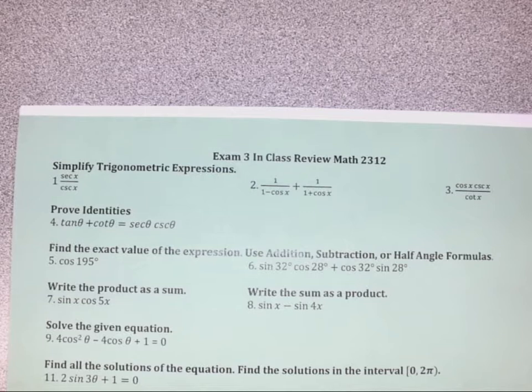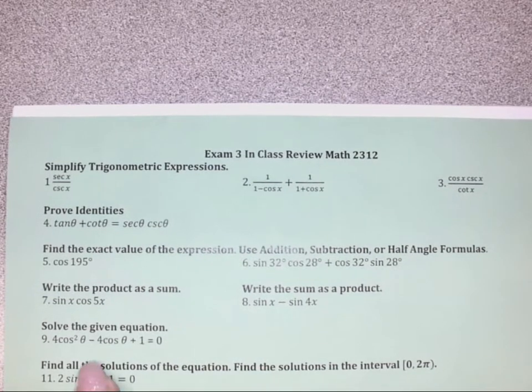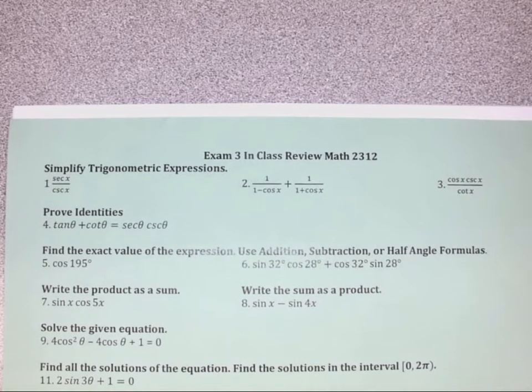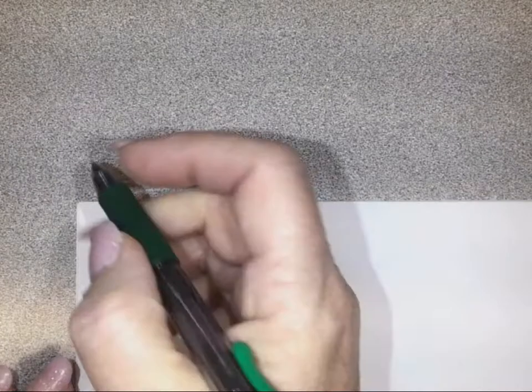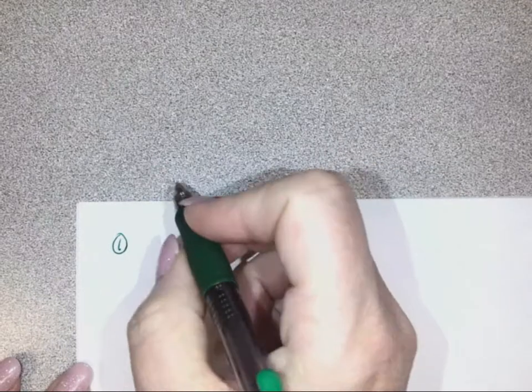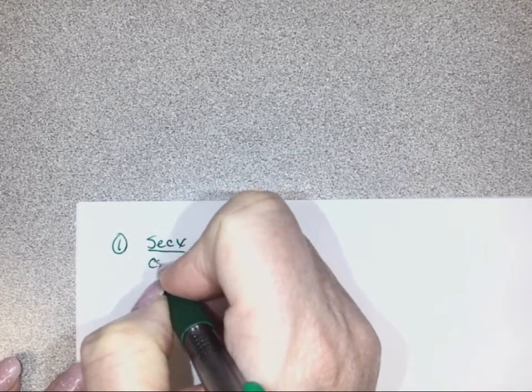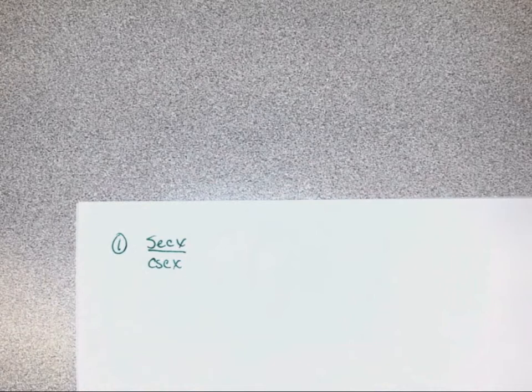And then we'll do some solving equations. So we'll solve the given equation, and then we're going to find all the solutions that happen between 0 and 2 pi. Alrighty, so here is our first problem. So for number 1, we're looking at secant x over cosecant x, and it just says to simplify it.